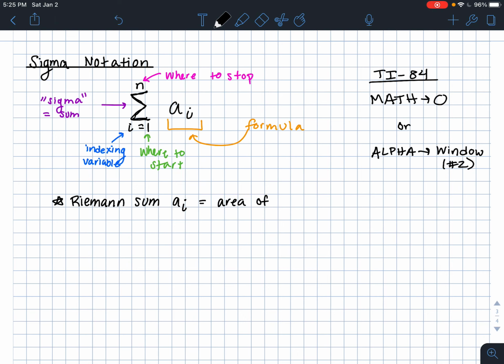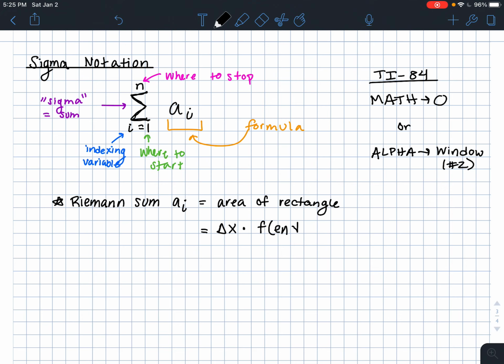Right, so the Riemann sum A sub i is the area formula of a rectangle. So we need the width. The width is delta x, and then the height is your function value evaluated at the endpoint. The endpoint part you kind of have to figure out, and part of it is looking for patterns.